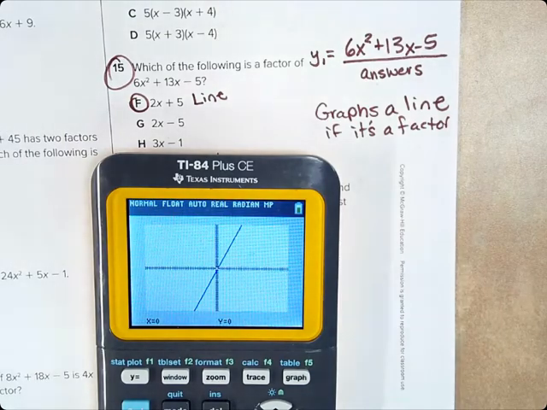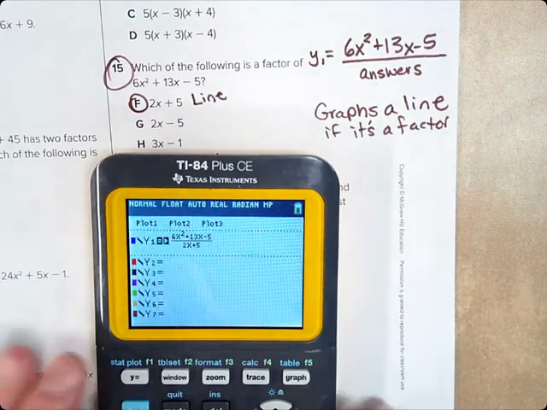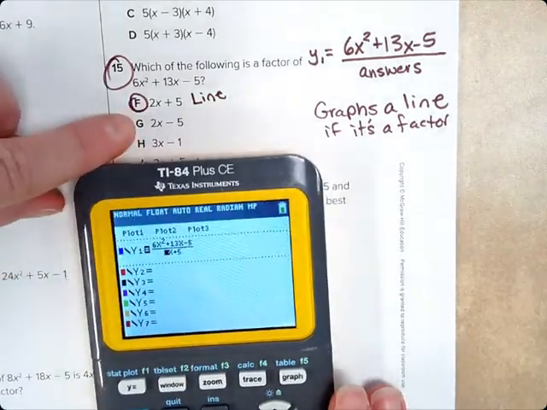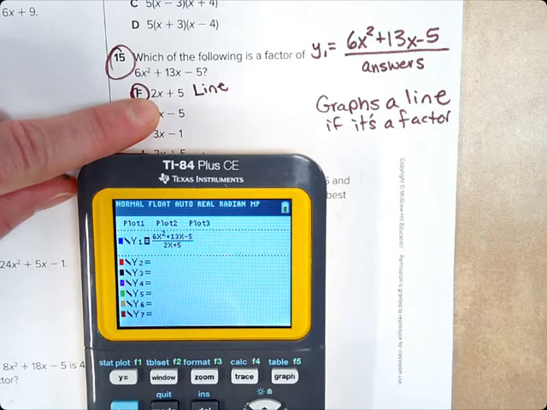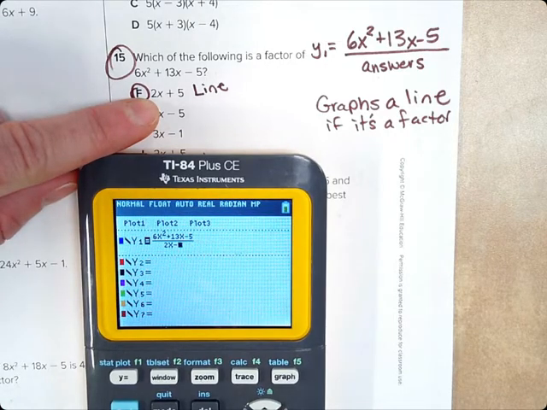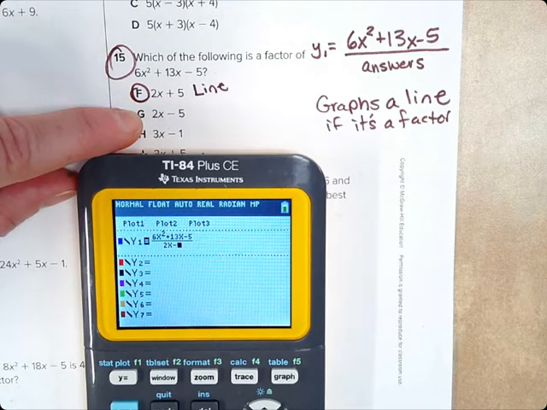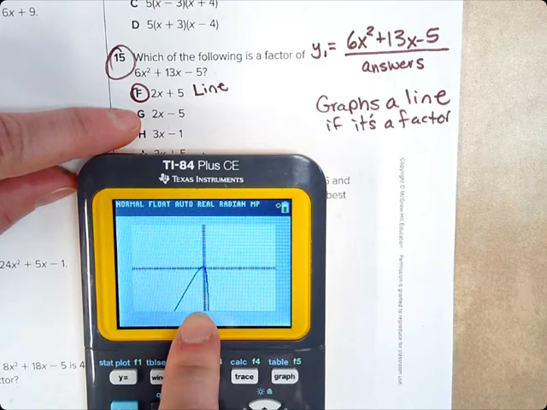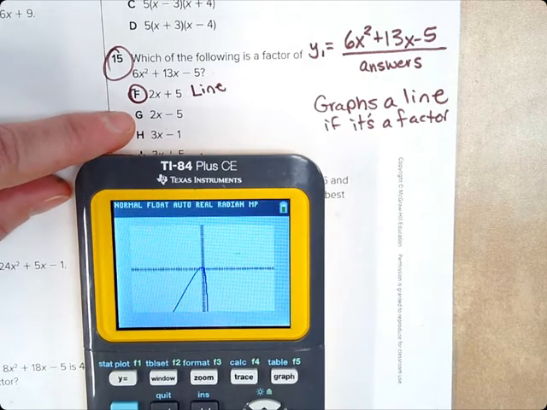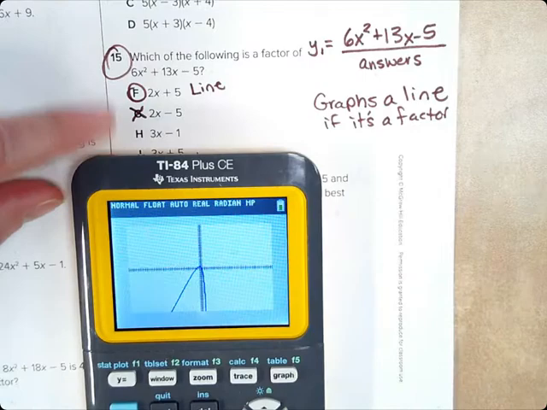But we want to be 100% on this, right? So let's go to y equals and let's change the denominator to the next answer choice. So we're going to change it from 2x plus 5 to 2x minus 5. And if we were right, this one won't be a line. So let's graph it, see how it looks. Looks like a line. But then it does a funky little thing. See that? That means that it's not a factor. So G is out. Let's go back.